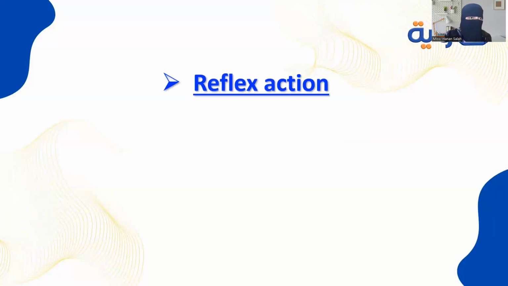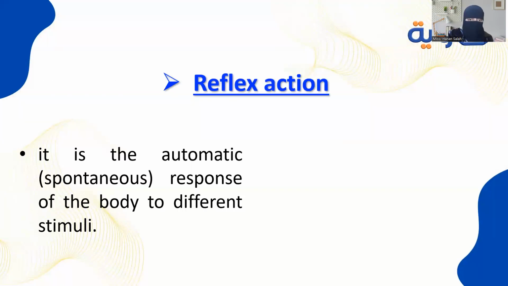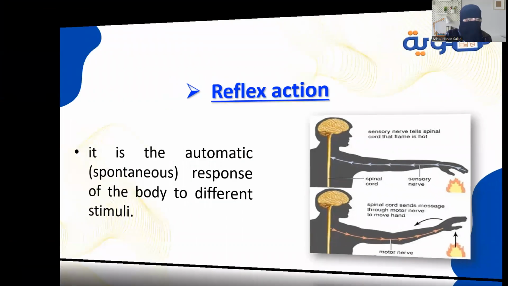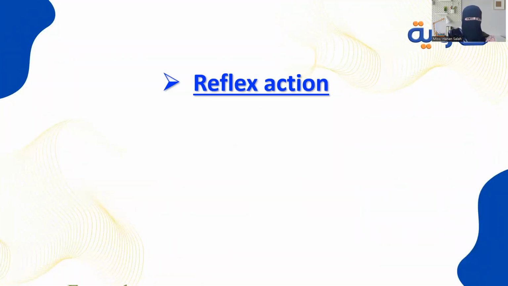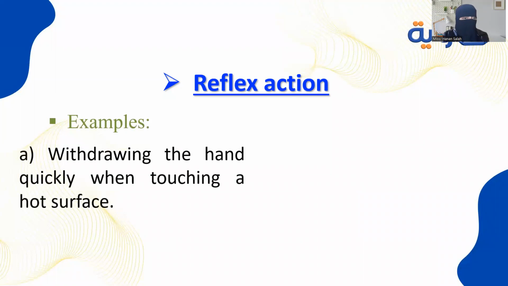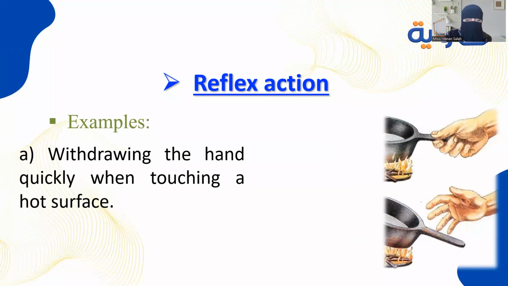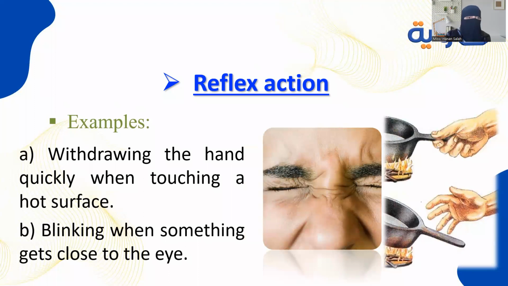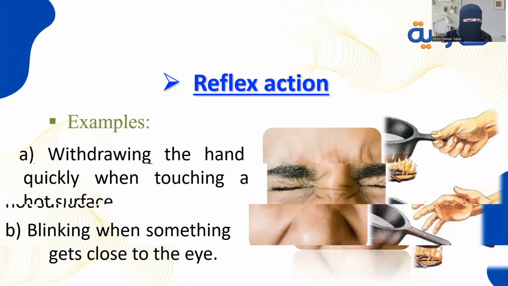Let's go now to the reflex action that we said in the spinal cord. The reflex action is the automatic or spontaneous response of the body to different stimuli. It happens automatically without anything happening from yourself. You can't control the reflex action. So reflex action is controlled by the spinal cord. Like what? Like if you withdraw your hand quickly when you touch a hot surface, or like blinking when something gets close to your eyes. So that's the reflex action.